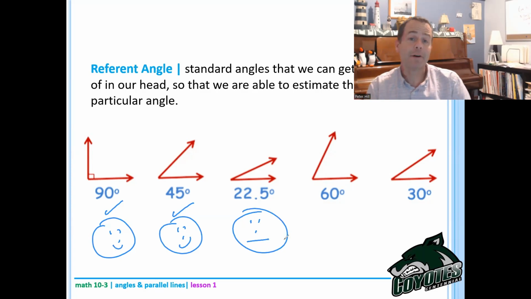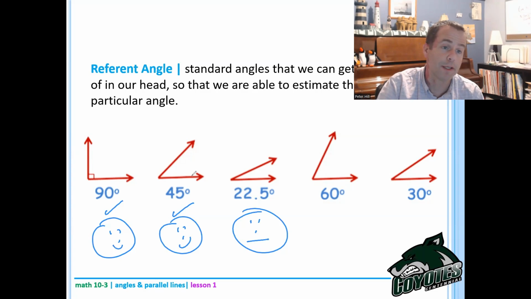It is half of 45 essentially. Okay, so if you think about how big the 45-degree angle is, what would be half of that? And that would be the reference of 22.5.